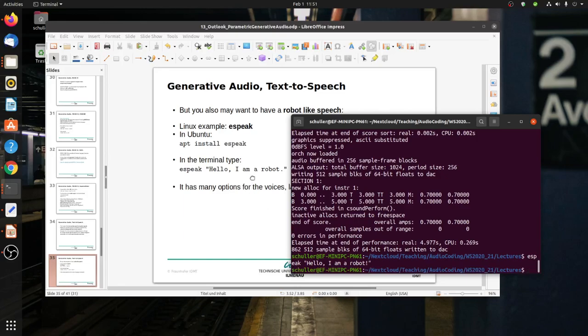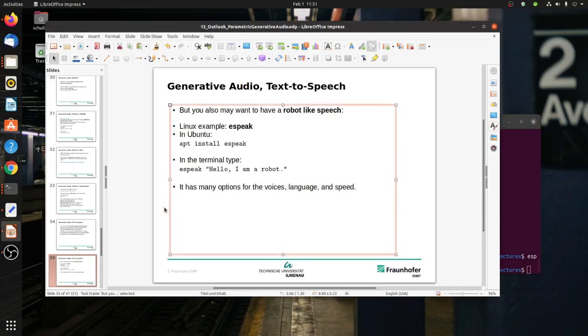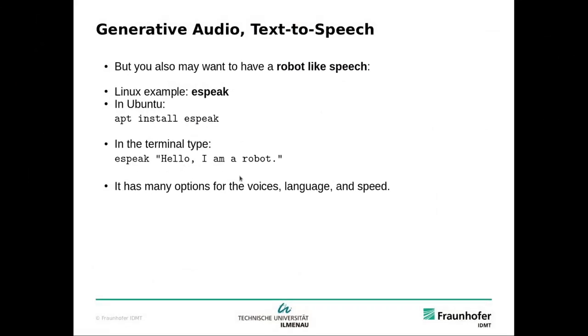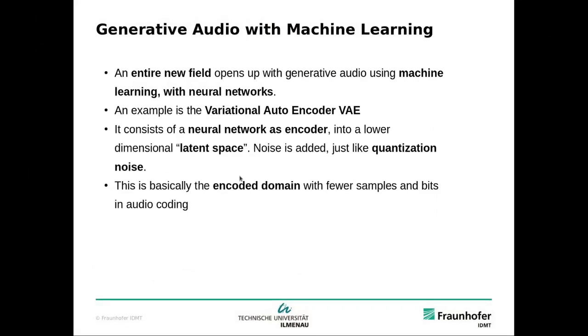So maybe the talking was a little bit fast, but it actually has options for the speed. You can actually reduce the speed, increase the speed as you wish. You can also have different voices, male, female, and you can also change the language. So this also works, for instance, for German. So that's quite nice.